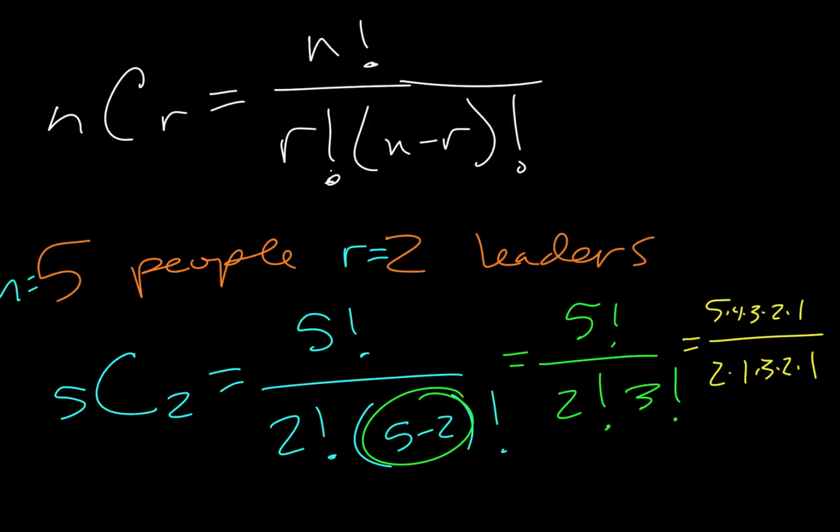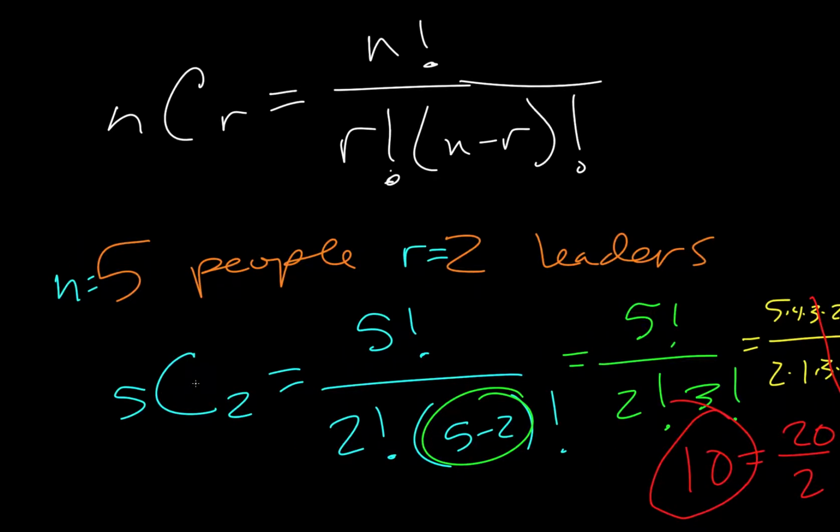Let's see, let's do this. Okay, 3's cancel, 2's cancel, 1's cancel. 2 times 1 is 2, 5 times 4 is 20, 20 divided by 2 is 10. So what this number 10 means is that out of these 5 people, there are 10 ways to choose 2 leaders. Okay? Hopefully that makes sense.